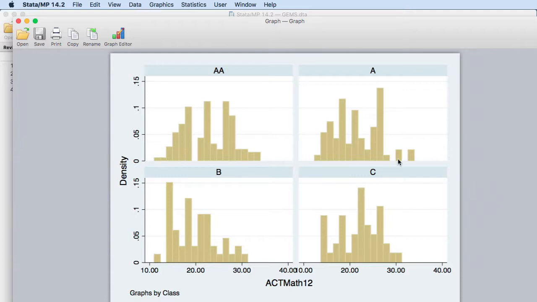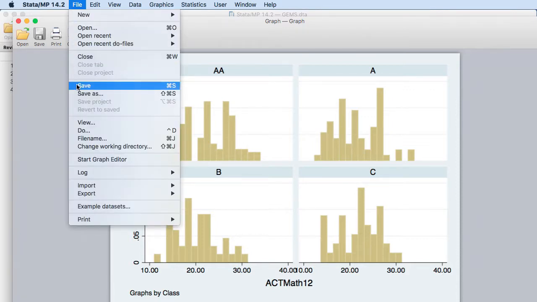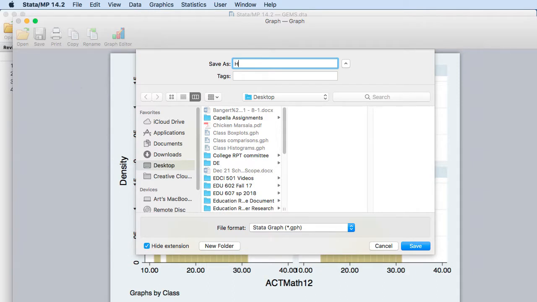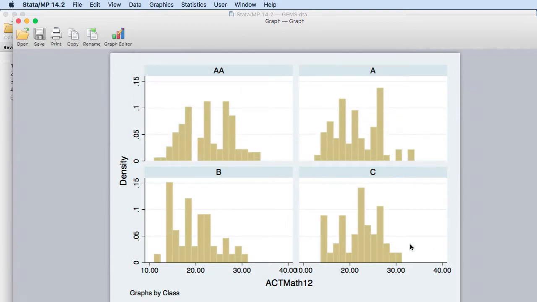However, because of the sort of peaked nature of the data and the variability in this data, it's a little bit difficult to determine just visually if these data are significantly non-normal or not. So I'm going to save this graphic for future reference, and I'll save that to my desktop again.